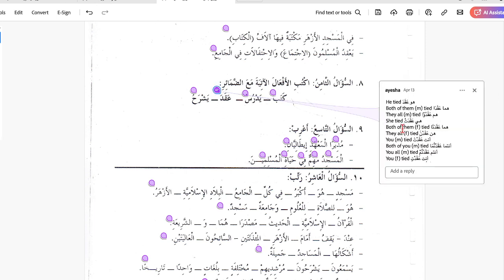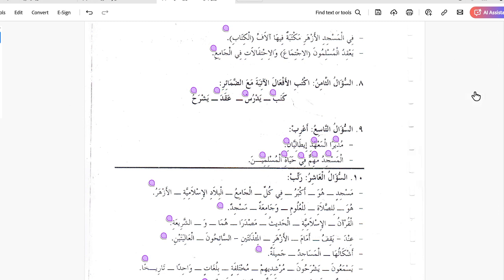Akada, huwa akada, he tied. Huma akada, hum akadu, hiya akadat, huma akadata, hunna akadna, anta akatta, antuma akattuma, antum akattum, anti akatti, antuma akattuma, antunna akattunna, ana akattu, nahnu akadna. So this is the conjugation.